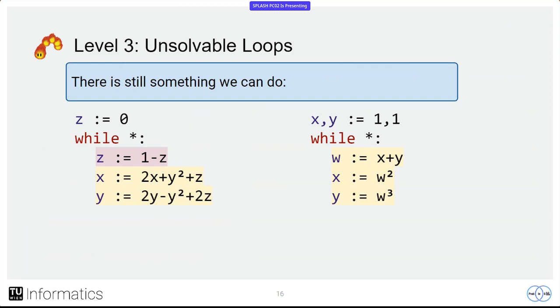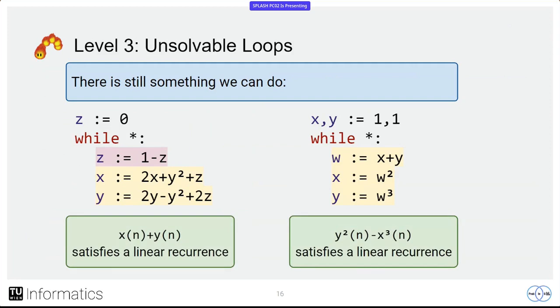But you can see the reason for unsolvability in the left program is that we have this y squared in the assignment of X and this minus y squared in the assignment of Y. So if those were not present, we would again be back to solvable. In this case, we can actually see that when we add X and Y together, X plus Y does satisfy a linear recurrence, and it has a closed form solution, although the individual variables do not. And similarly for the right side, you can check that y squared minus x cubed satisfies a linear recurrence. So it's basically the reason for unsolvability, quote unquote, cancels out.